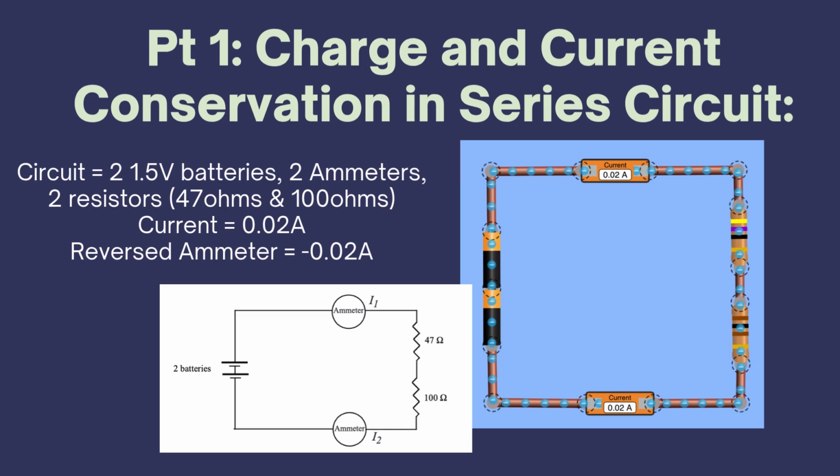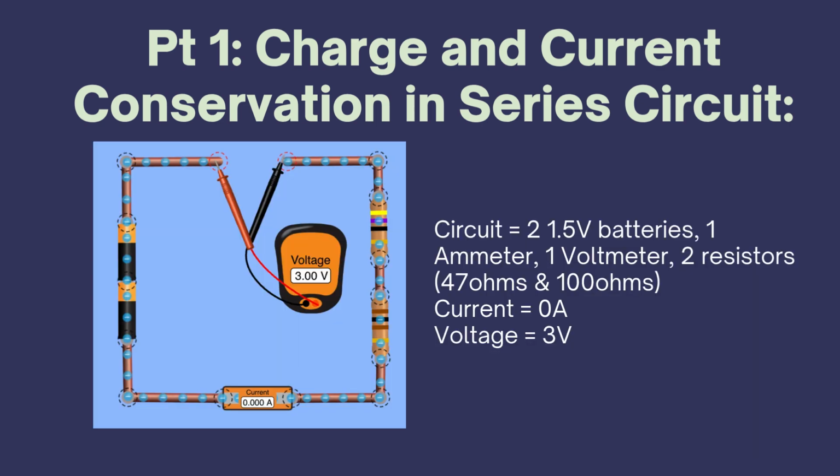Okay, so the first circuit and the first part of the experiment were to construct a circuit with two 1.5 volt batteries, two ammeters, and two resistors. One of them has 47 ohms and the other 100 ohms. And after constructing the circuit, both of the ammeters measure a current of 0.020 amps, which is what we predicted and calculated just previously. And if the ammeter was inserted backwards, it would read the same value of 0.020 amps, but this value would just be negative.